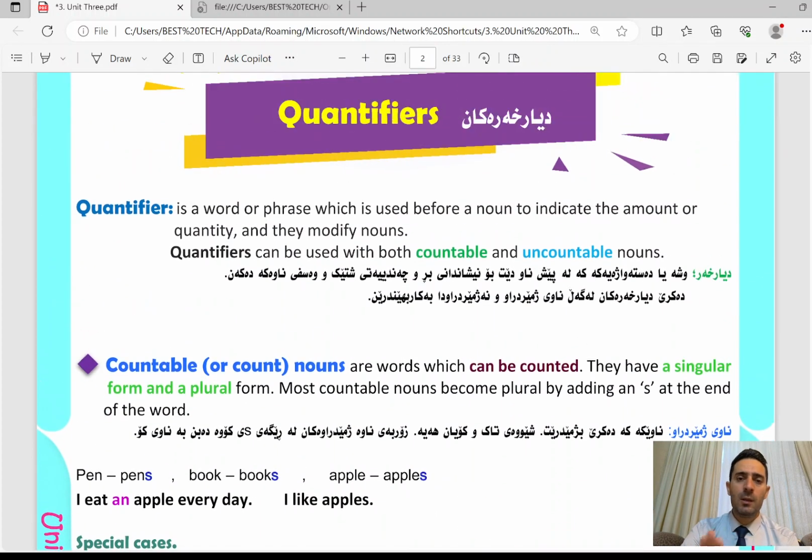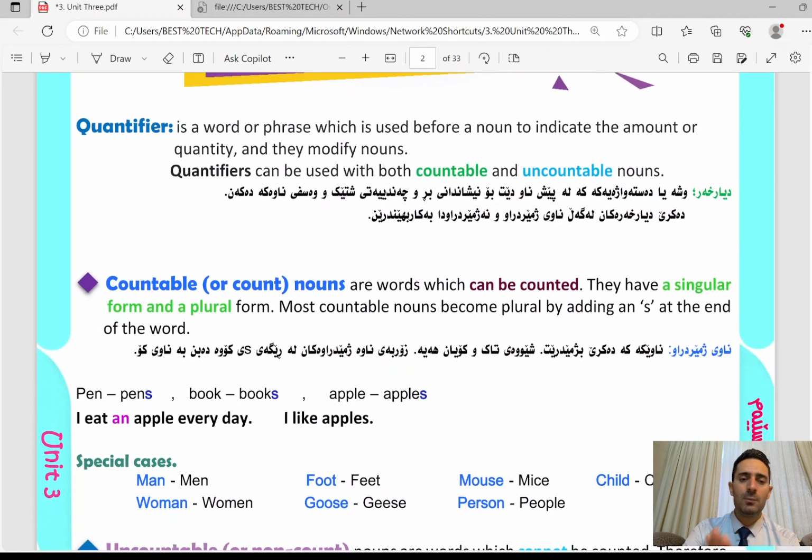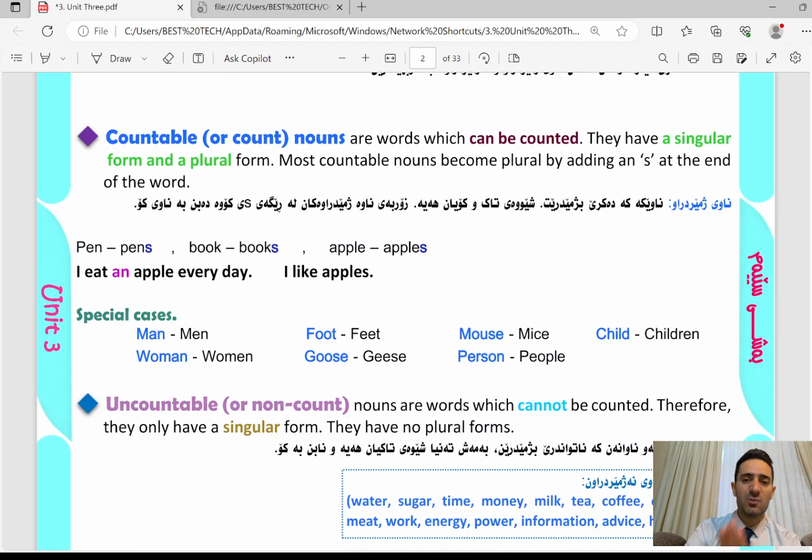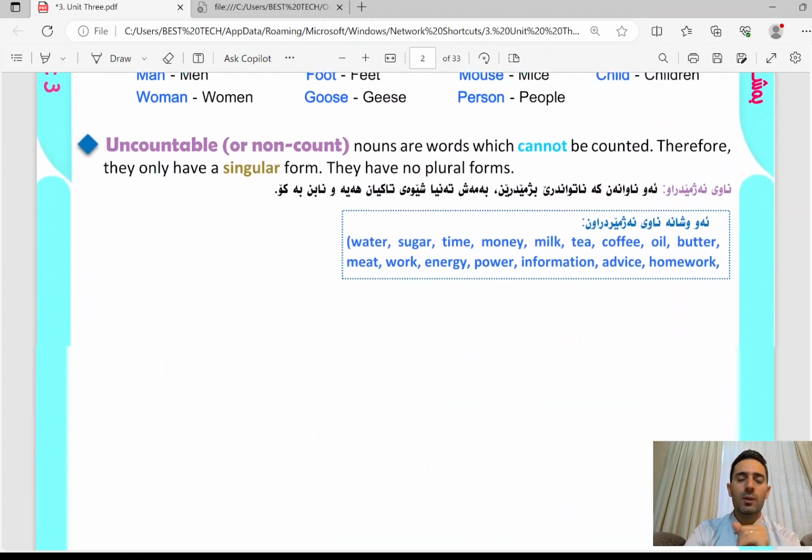So what you have to know is, number 1, the definition of a quantifier: what is a quantifier? Number 2, countable and uncountable nouns: what's the difference between them? If I ask you, you have to explain with examples.